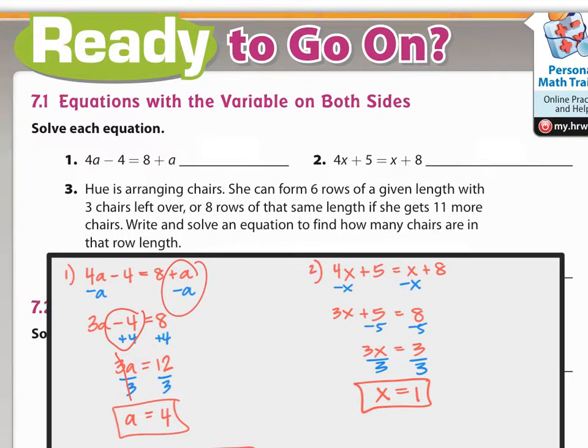And then number 2, subtracted 1x on both sides to make that a 0. And then I subtracted 5 on both sides to make that a 0. Then I got my 1. Okay, sorry that was a little quick. Go ahead and pause it if you need to copy that.